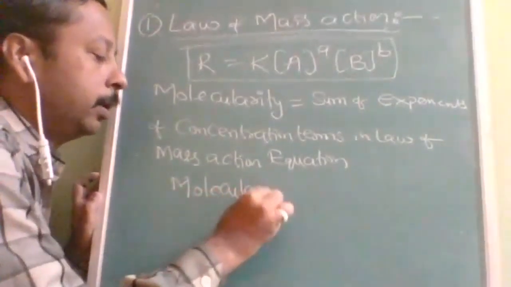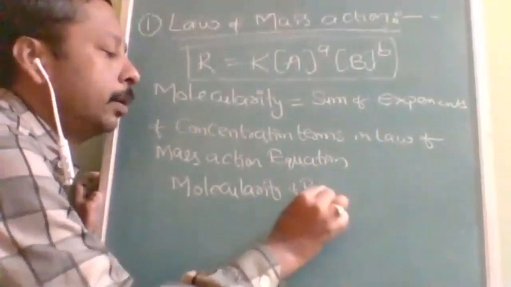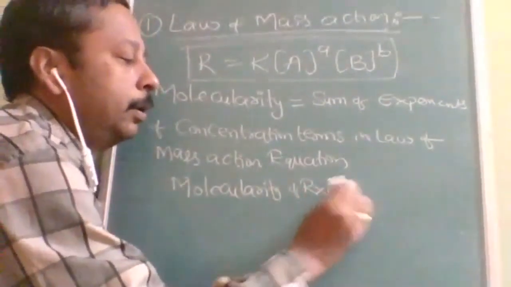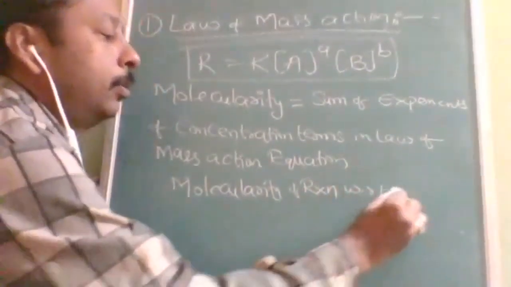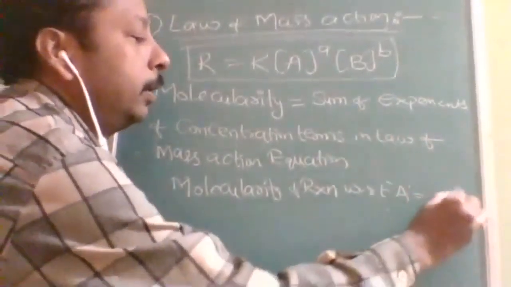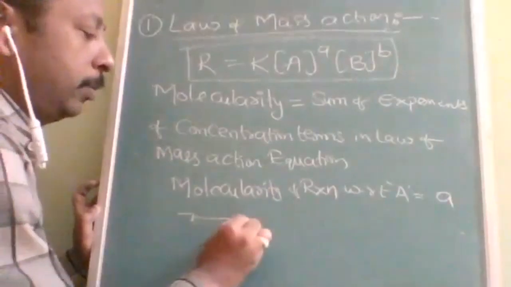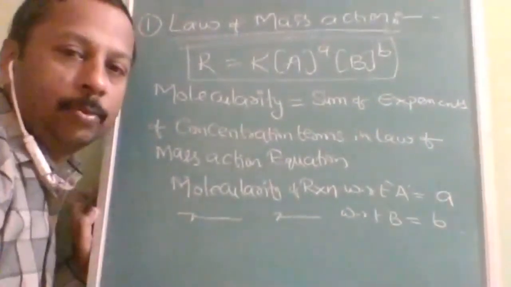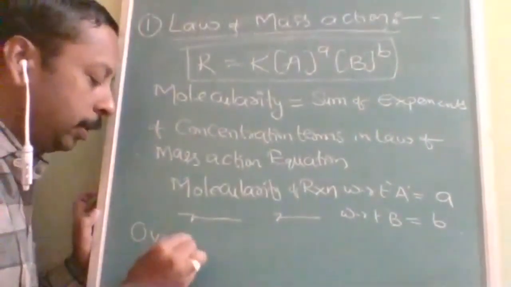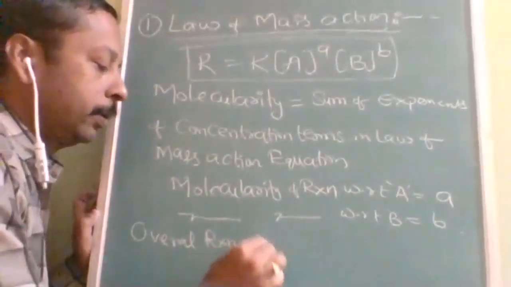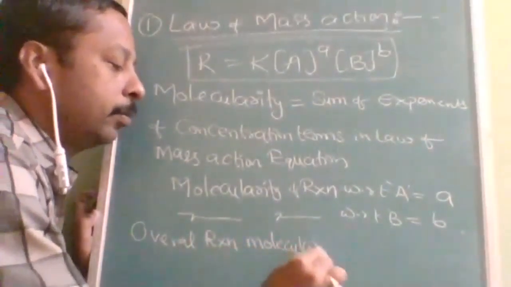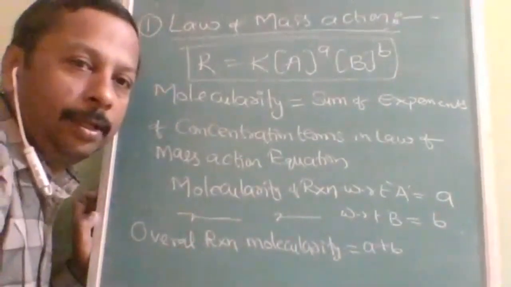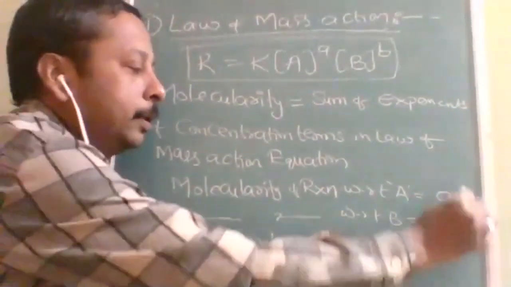So molecularity of reaction, I will write Rxn, you should understand. Molecularity of reaction with respect to A is equal to small a. In the same way, molecularity of reaction with respect to B is equal to small b. Then comes overall reaction molecularity, which is equal to a plus b. Is it understood? So this is the molecularity.